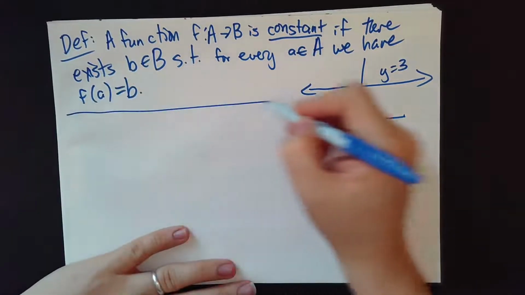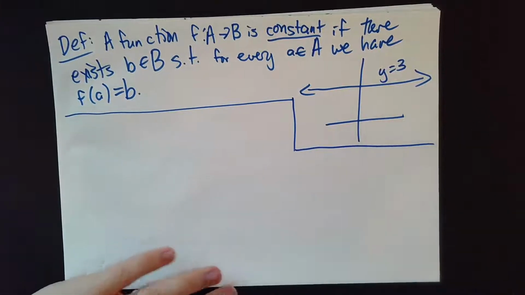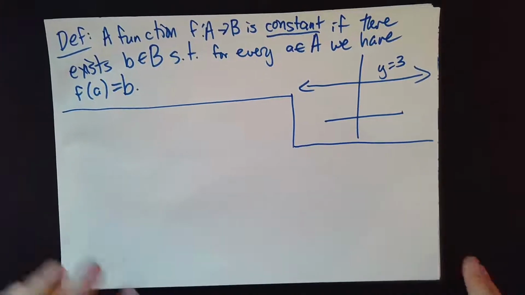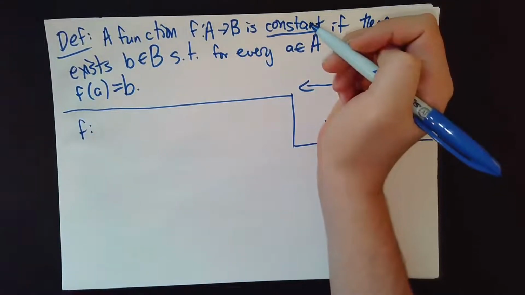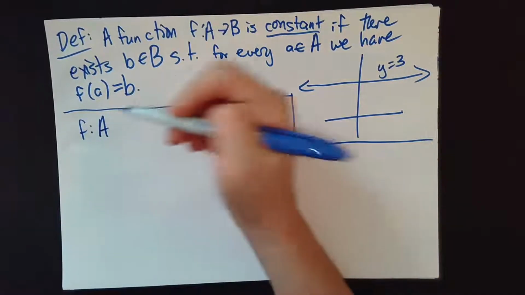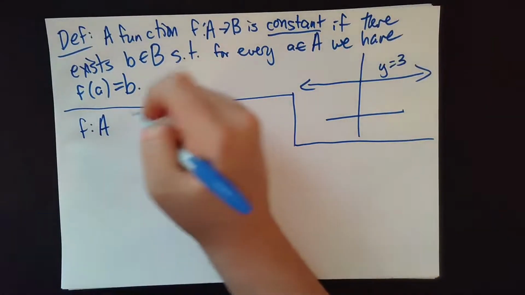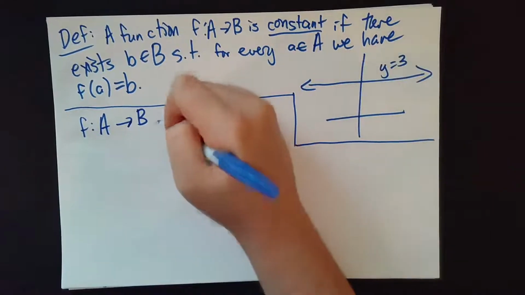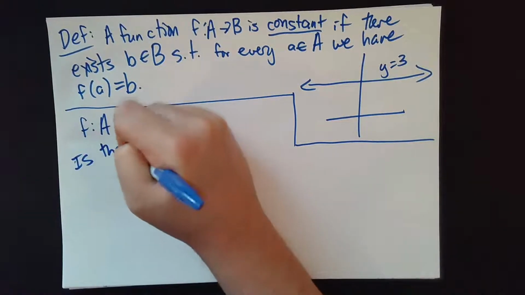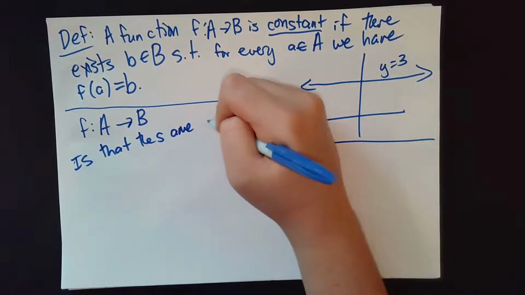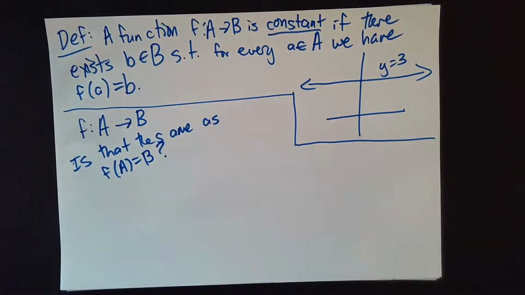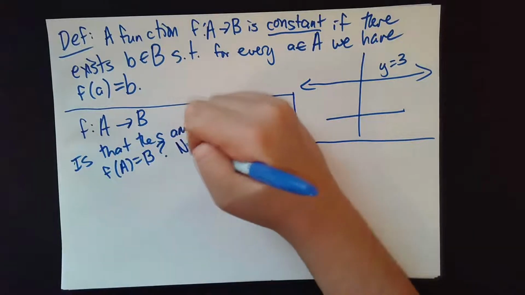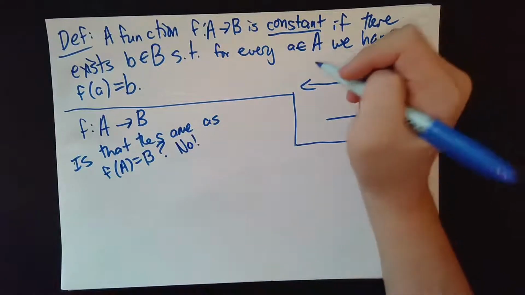Okay, so there's also a question about these arrows, and it's worth talking about these arrows. Someone asks, if I have f from some set A to B, is that the same as f of a equals b? And the answer is no. These are different things.